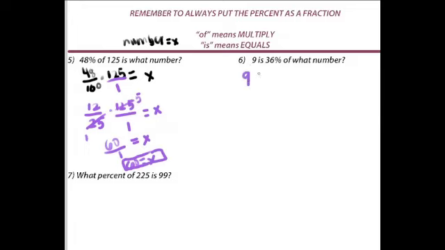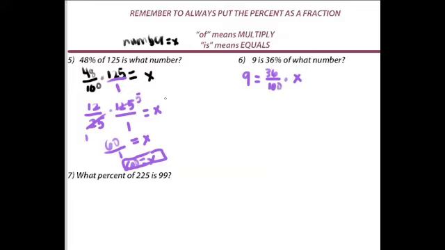The word "is" means equals. 36%. Remember, once you see that, you put 100. "Of" is times. What number? X. Okay, that's a direct translation there. So here is how this works.